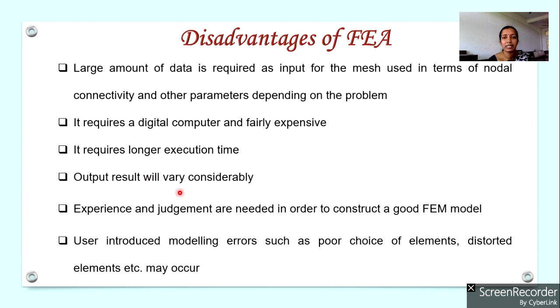So we have said that the differences in the selection of type of elements and number of elements, etc., lead to variation in the result. So in order to get the best result, the person who is doing this analysis should be an experienced person. Otherwise, sometimes poor meshing may occur. If we are choosing the wrong meshes, that is known as poor meshing. The result will not be accurate.